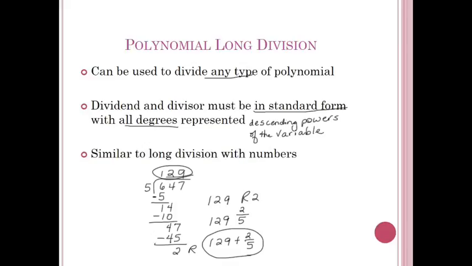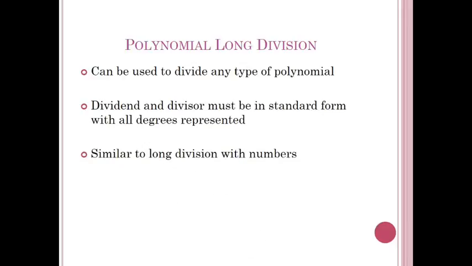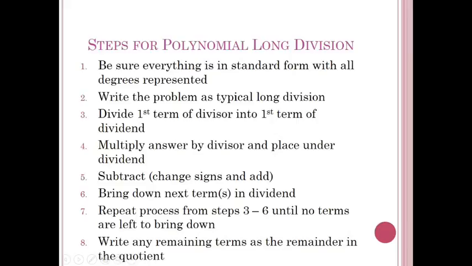Okay, so we're going to go to the next page, which is the steps for polynomial long division. Be sure everything's in standard form. Write it as a long division problem. We just gave you an example. Divide the first term of the divisor into the first term of the dividend. The divisor's what's on the outside, the dividend's under the symbol, and then multiply, subtract, or change signs and add. Bring down the next term, and then repeat the process till you're done. Okay, so let's look at what that looks like.